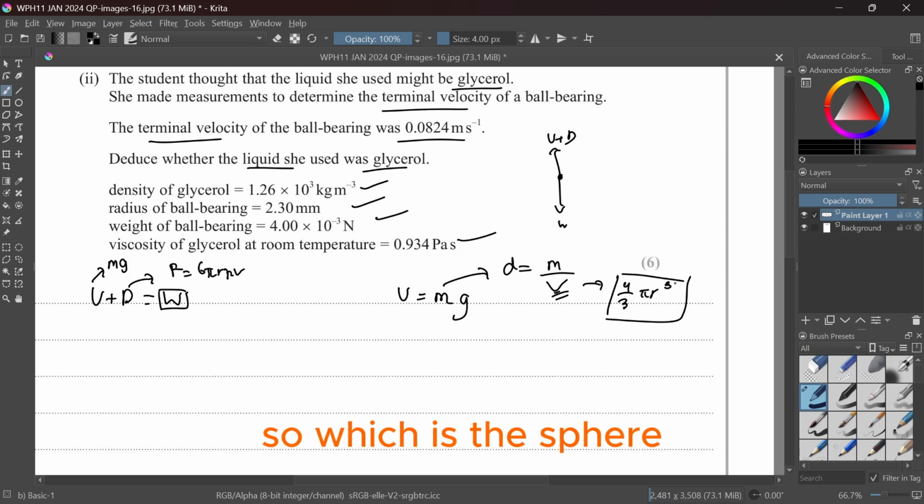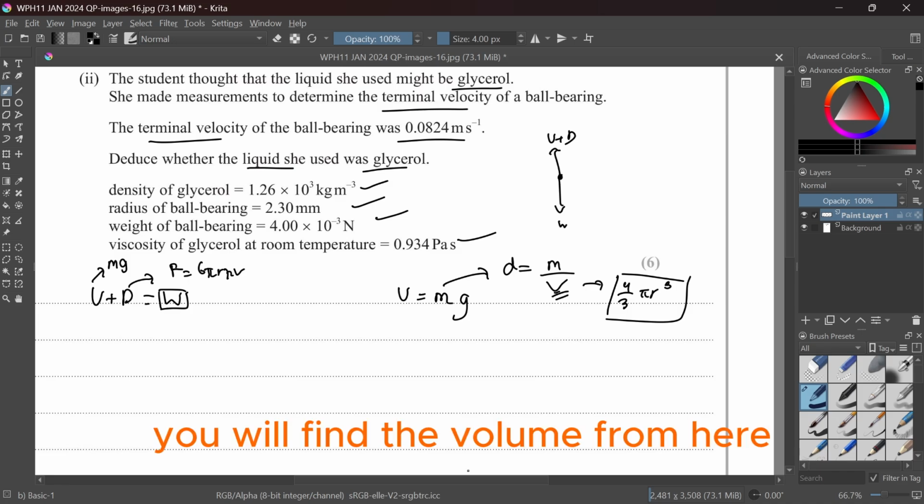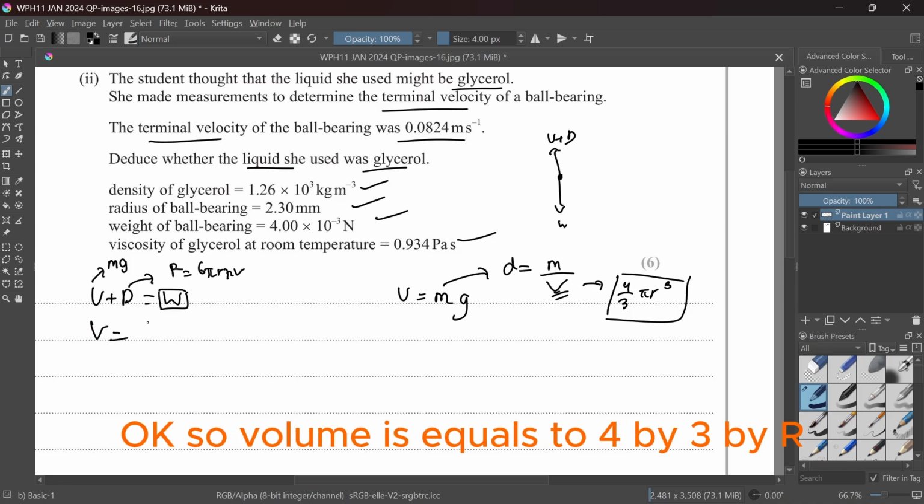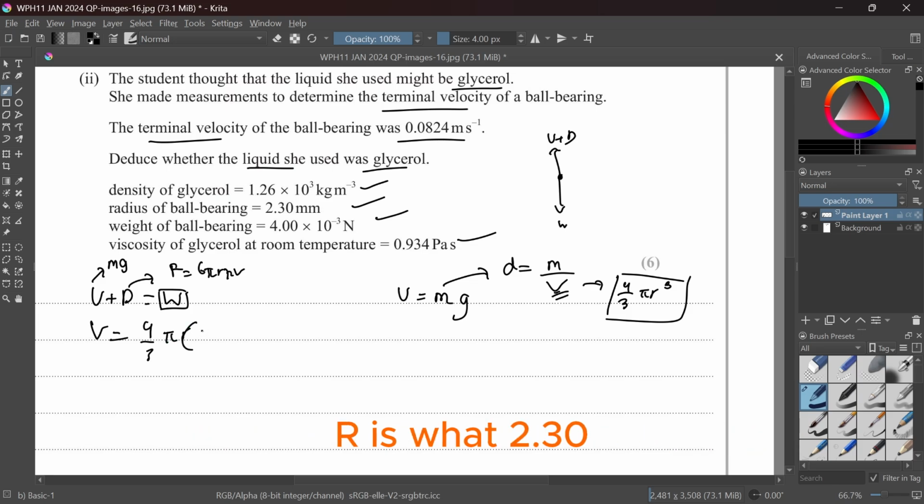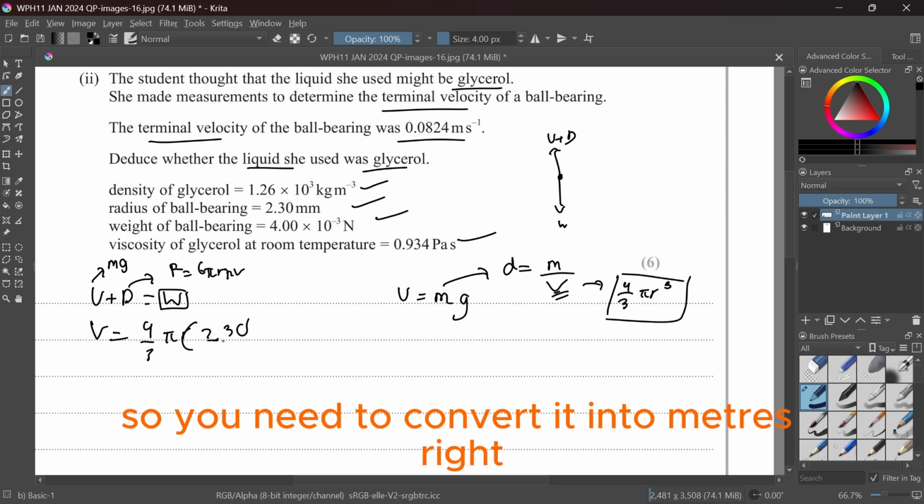So which is the sphere volume? So now you have density, you will find the volume from here. So let's find volume first. Okay, so volume is equal to 4 by 3 pi r cubed, where r is 2.30 millimeters, but remember it's millimeters, so you need to convert it into meters, right?